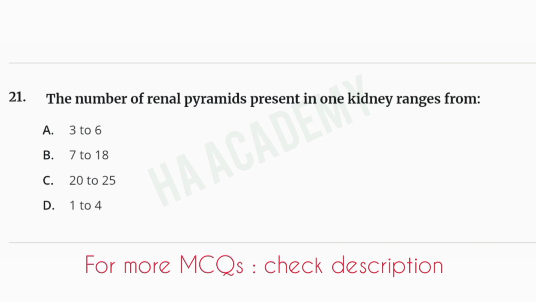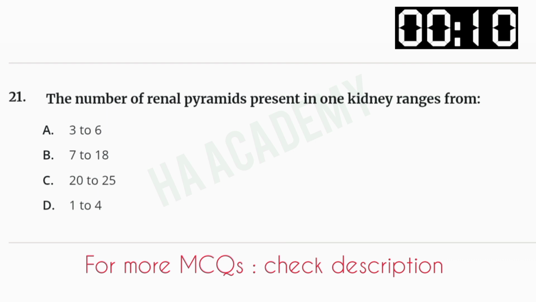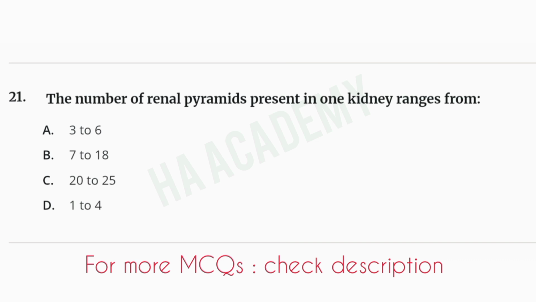The number of renal pyramids present in one kidney ranges from... The correct answer is 7 to 18.